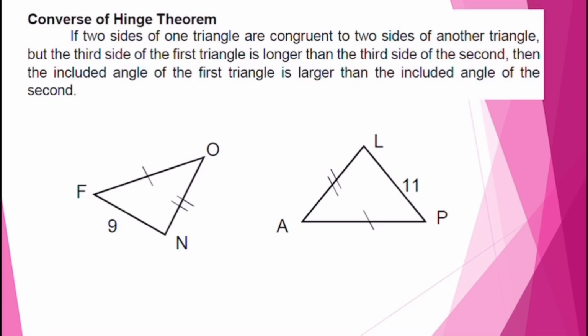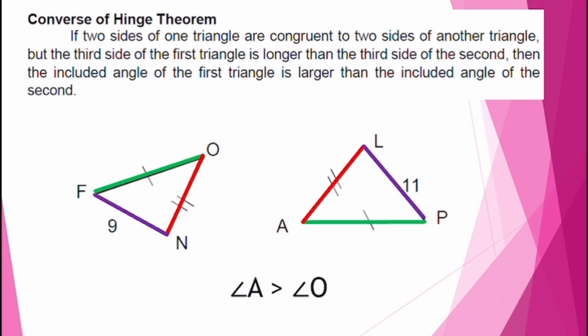Now, in triangle FON and triangle PAL, line segment FO is congruent to line segment PA. Line segment ON is congruent to line segment AL. And line segment FN is less than the measure of line segment PL. Then, we can say that angle A is greater than angle O, by constructing the given triangles.